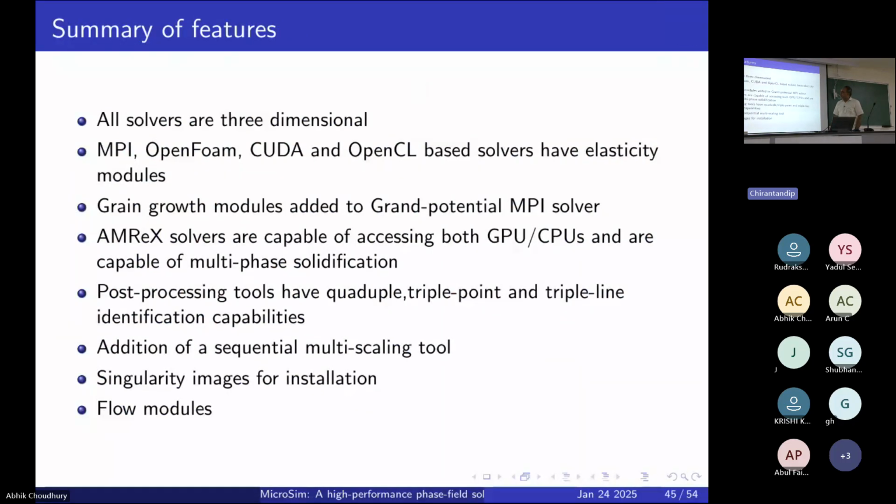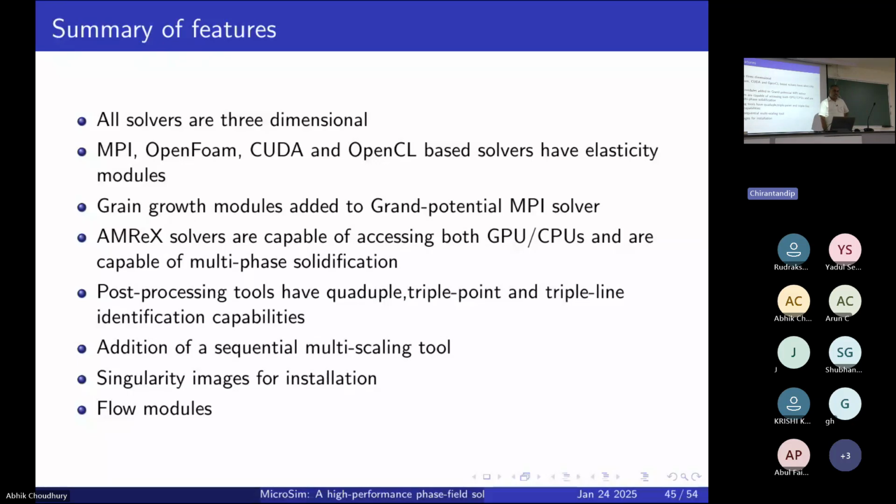Here's a summary of the features of the different suite of solvers. All of them are three-dimensional, and you can downgrade them to two dimensions by just changing one parameter in the file. Which means that you don't need to have a separate solver for 2D and 3D. By default they're all 3D, and they support different architectures for making them high performance.